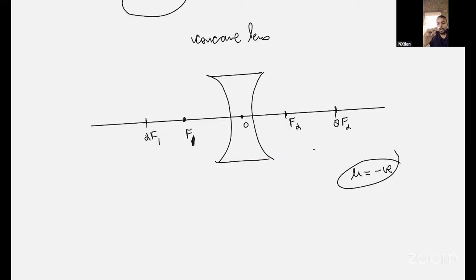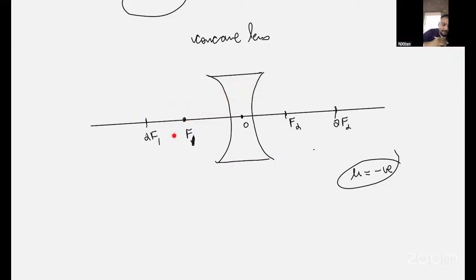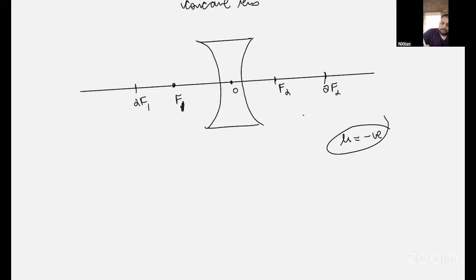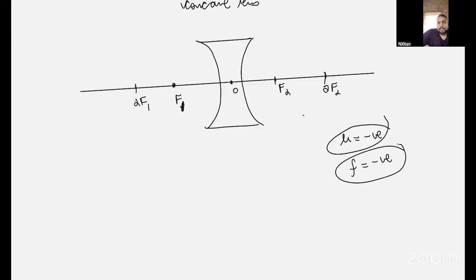Now I'll ask this question from Miraculin. Which focal length do we use in a concave lens, F2 and O, or F1 and O? A line parallel to the principal axis will diverge in this way, so we have to extend this line. We use F1, the one behind, so the focal length will be negative.